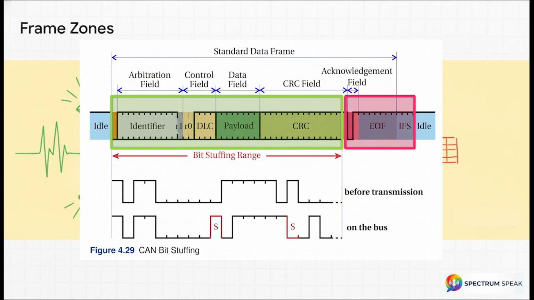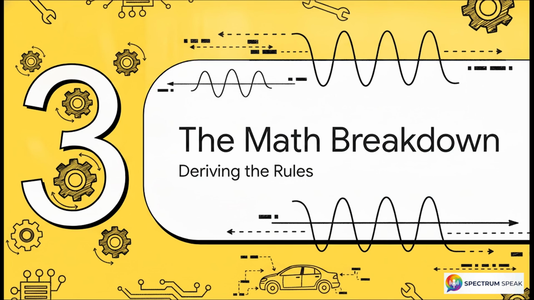I want you to picture highlighting the frame in two very distinct colors. First, color the zone from the start of frame bit all the way through the identifier, the payload, and right up to the end of the cyclic redundancy check, the CRC, in green. This is our active stuff bit zone. Right here is where the protocol will actively insert those drummer beats. Next, color the zone from the CRC delimiter to the inner frame space in red. This is the forbidden zone. For these final 13 bits of the frame, no stuff bits are ever inserted, no matter how many identical bits happen to occur.